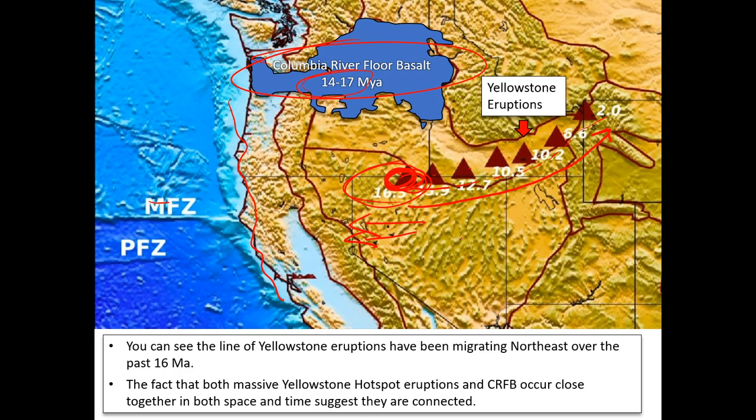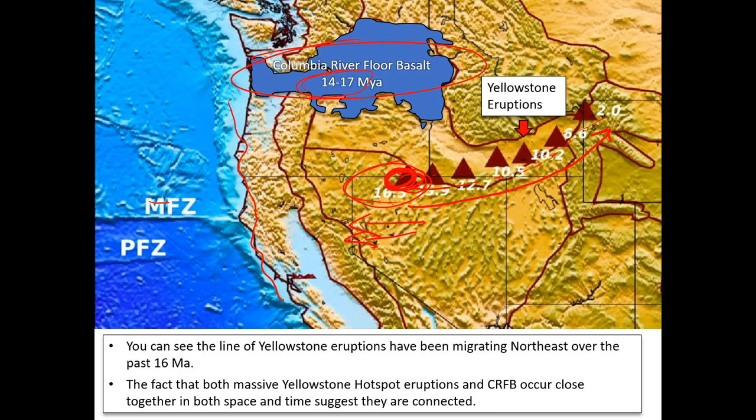And then Hawaii has the same thing. There's this Hawaiian hotspot track, and you can see this line of volcanic eruptions that gets progressively older in a straight line. So it's the same reason.